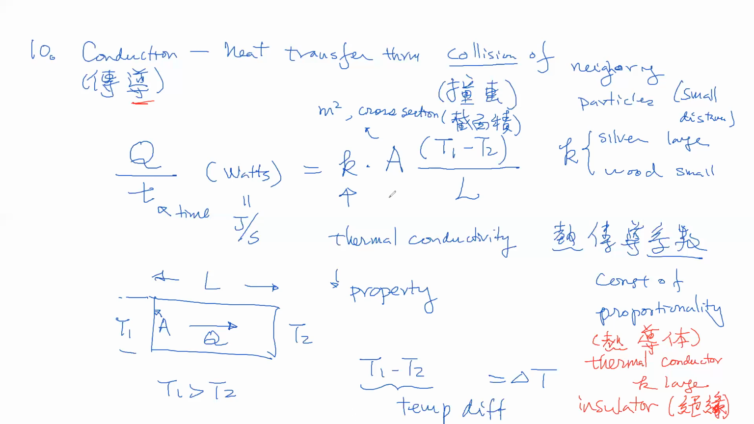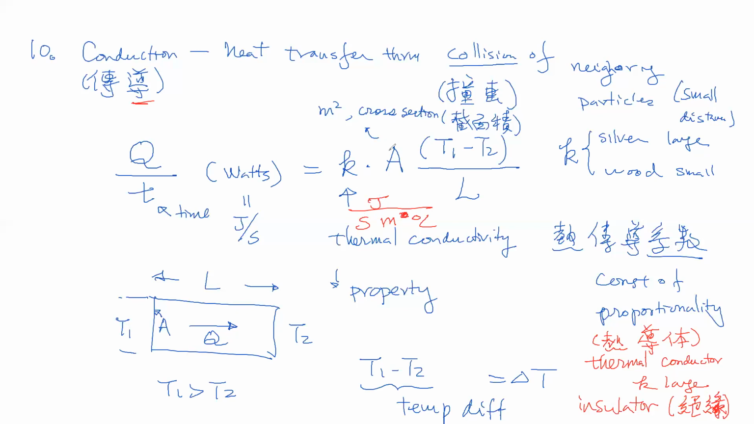And the unit for K: this is watts, so it has to be joule per second. The area is on top, so you have meter squared at the bottom, but then you have the L there, so that cancels one meter. And then you have a degree C there. So that's the unit for the thermal conductivity.